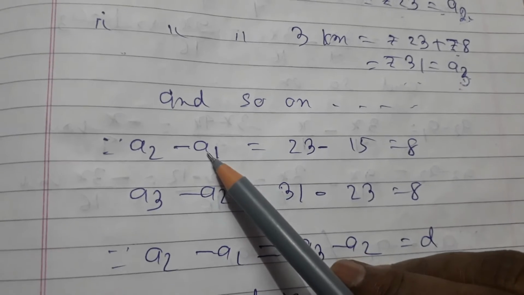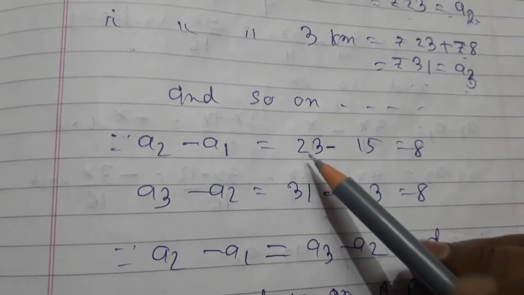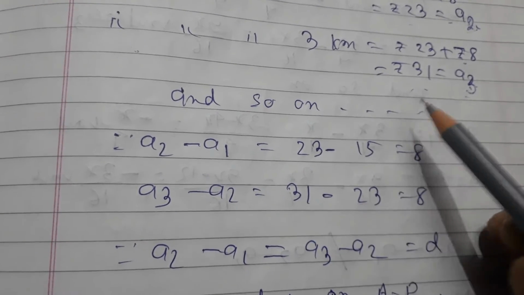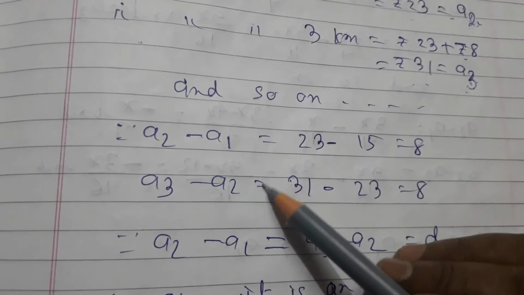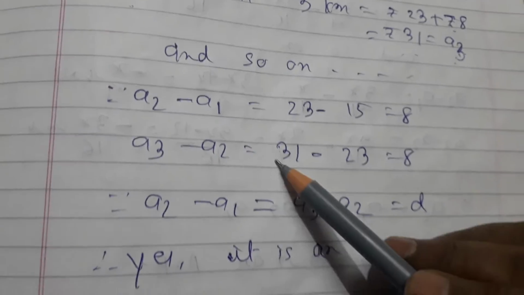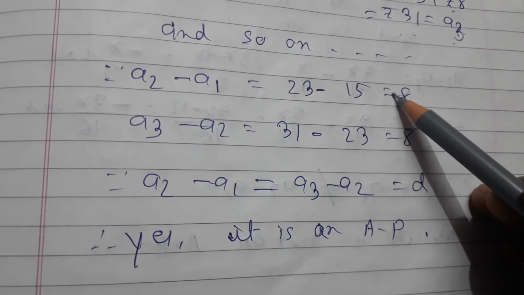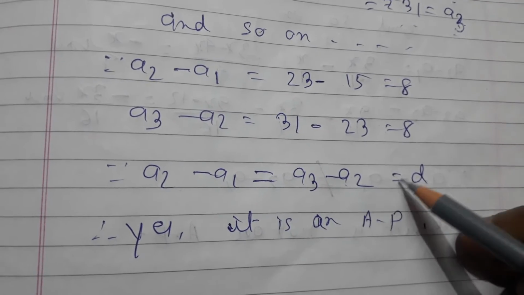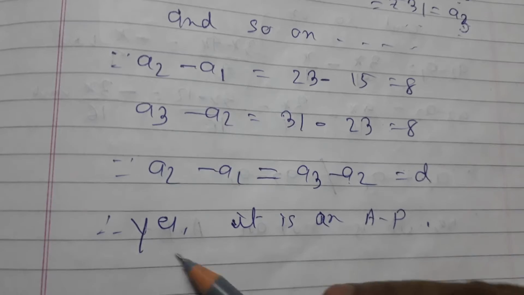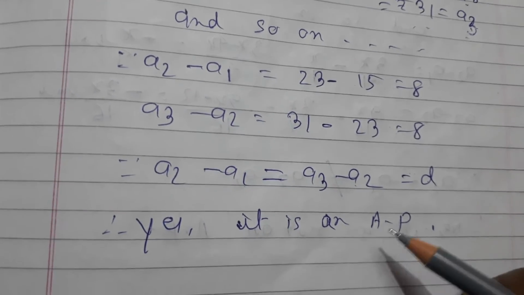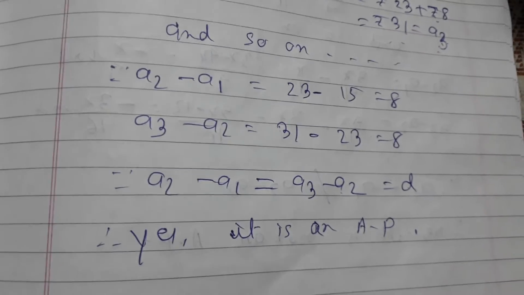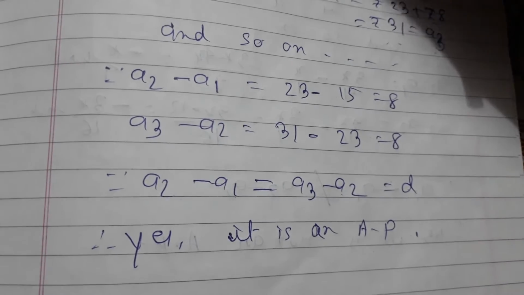So A2 minus A1, that is second term minus first term, equal to 23 minus 15, 8. And A3 minus A2, 31 minus 23, 8. Minimum these two differences you have to obtain. And so both of the differences are the same. So A2 minus A1 equal to A3 minus A2. That is D, D for common difference. So yes, it is an AP, because in this question a fixed term is added to each preceding term, which is the common difference D, whose value here is 8. Okay, so it is an AP.